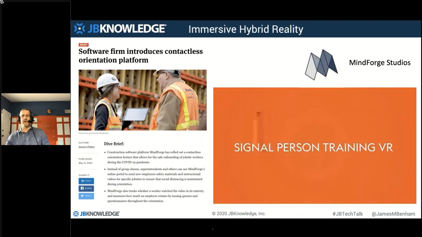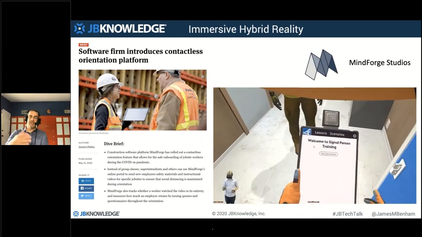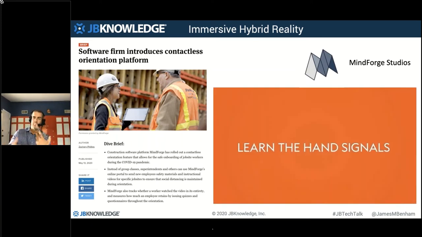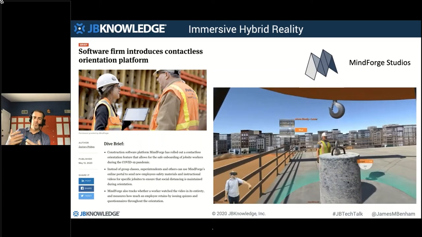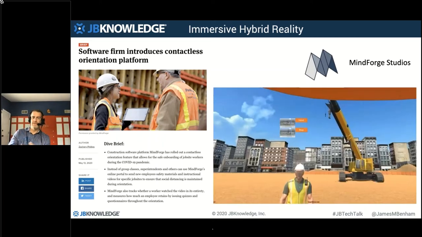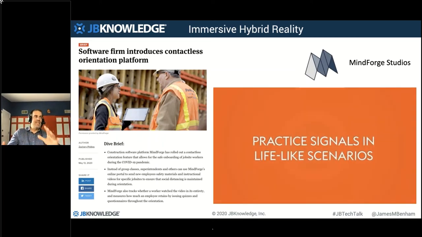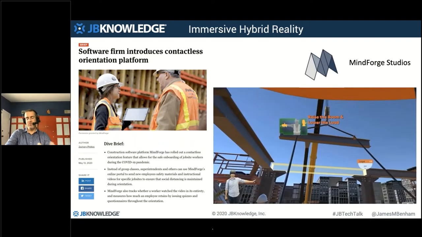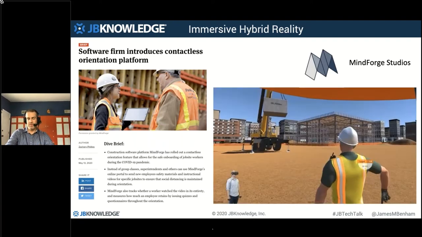There's groups like MindForge that are doing signal operator training inside VR, using their hands so they can learn all the hand signals and they can learn what they're supposed to do. They can simulate any type of situation. It's been interesting to see the rise of simulators.